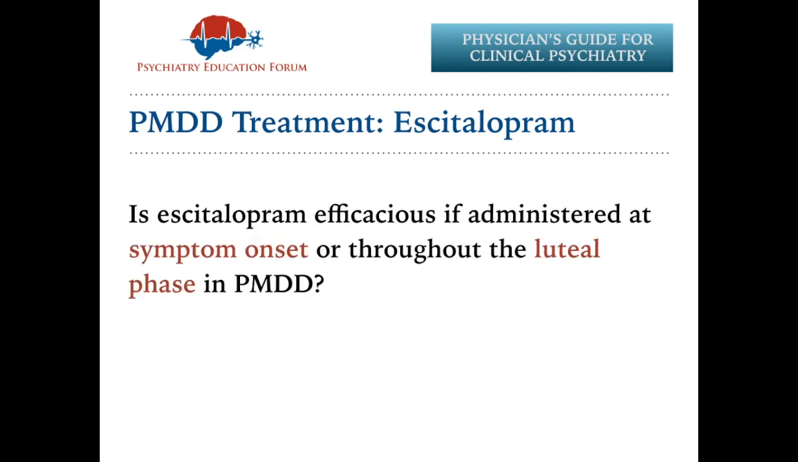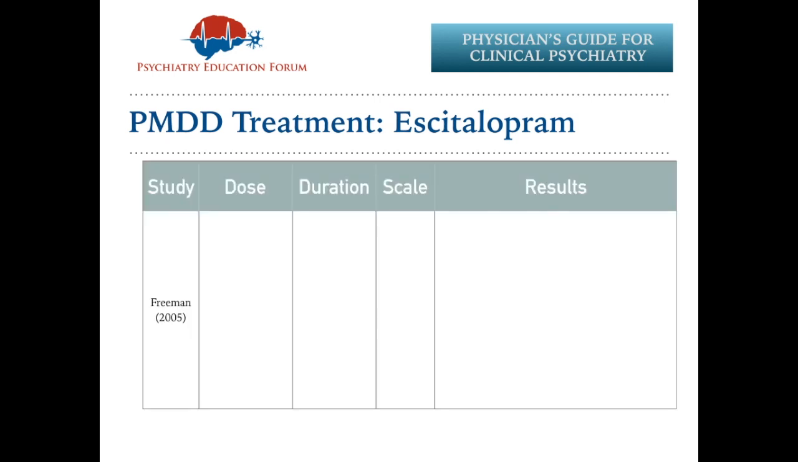And there was another study I thought I should include here. The question here is, is escitalopram efficacious if given only at the onset of symptom versus giving this during every luteal phase on a monthly basis? Well, study done by Freeman, published in 2005. They used the same dosing range, 10 to 20 milligram. One was randomized to luteal phase dosing only, and other was to symptom onset dosing for 3 cycles.